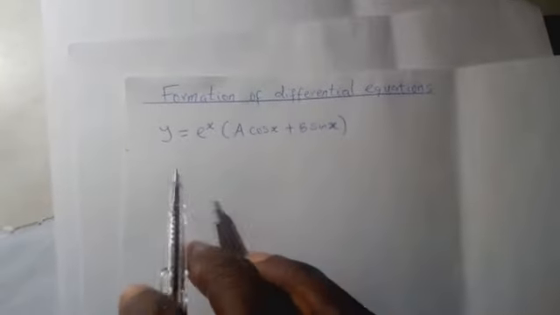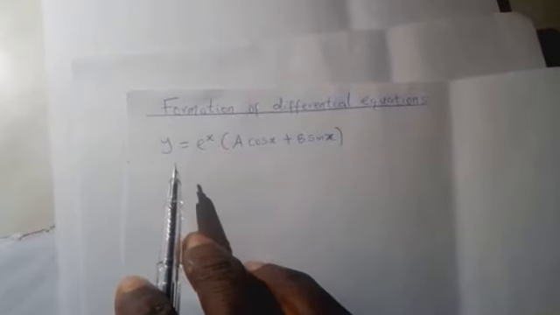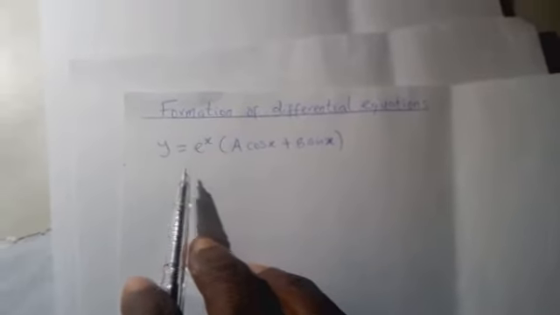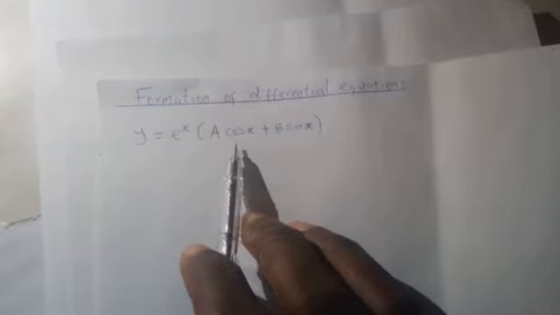Today we'll be taking an example on formation of differential equations. Our example here is to form a differential equation from y equals e to the power of x (a cos x plus b sin x).